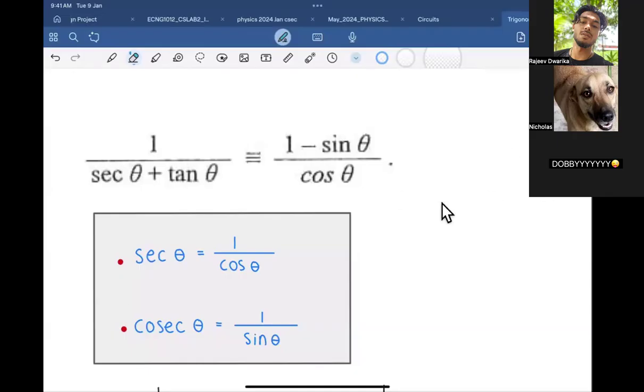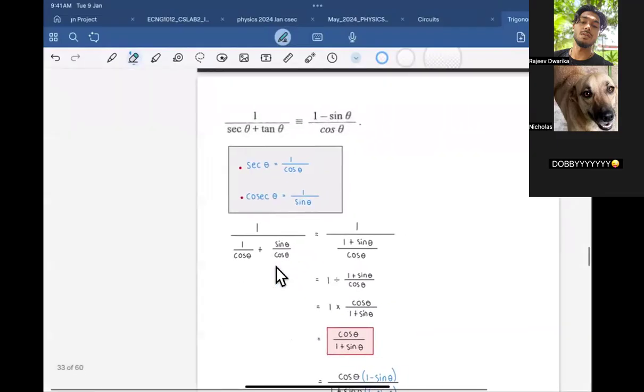And Nicholas, differentiation and integration. I know I lost. Whew. So yeah, let me explain this question.